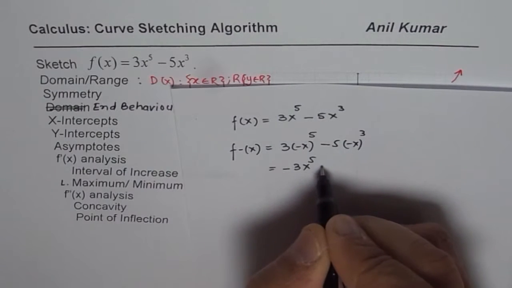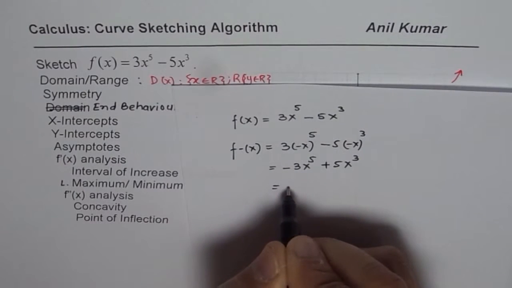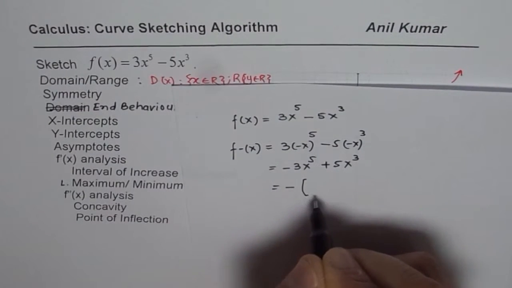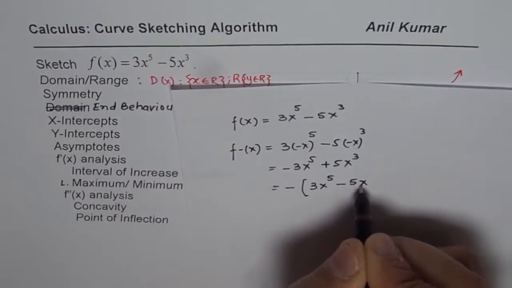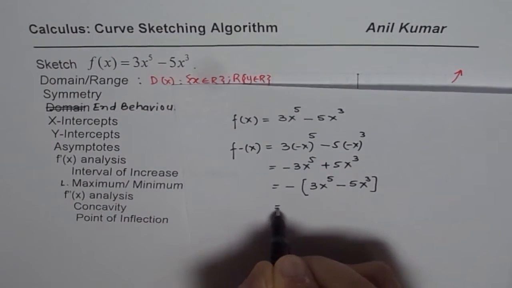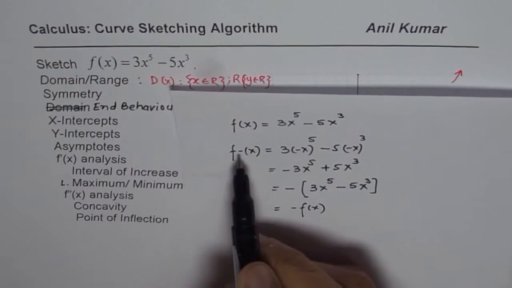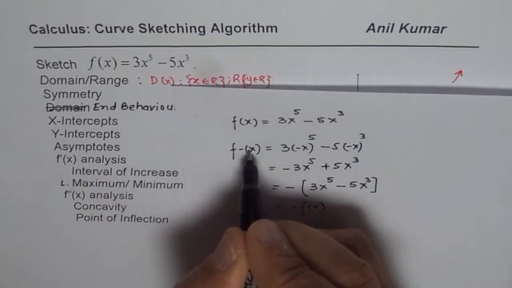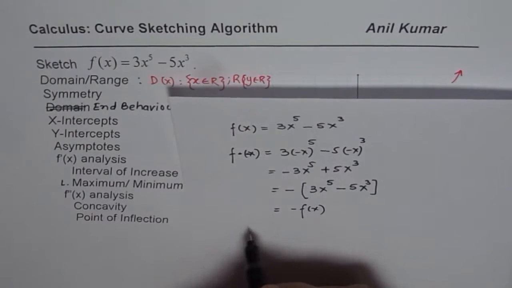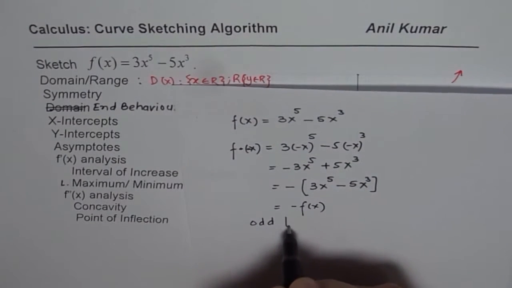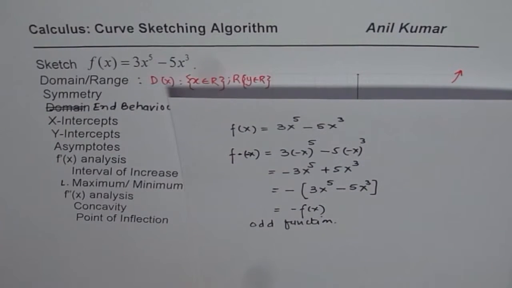And this sign will also become minus, so it becomes plus here. So plus 5x cubed. Now you can factor out minus. Then we get 3x to the power of 5 minus 5x cubed, right? That indeed is minus of f of x. Since f of minus x is minus of f of x, we say that the function is an odd function, right?